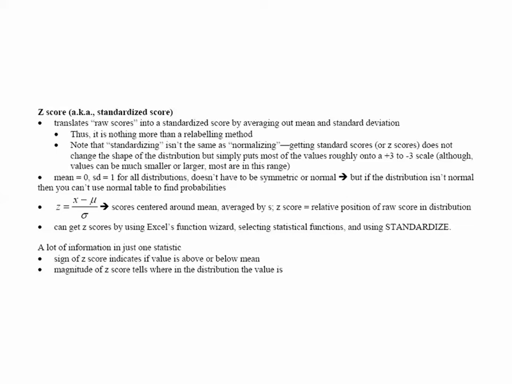The equation to calculate a normal distribution is here, where the z-score equals the sample mean, which is x, minus the expected or population mean, and then divided by the standard deviation.